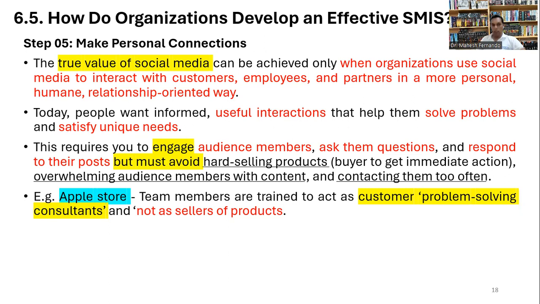You might have seen this example at the Apple Store. The team members are trained to act as customer problem solving consultants. They never call them sellers of products. They call them customer problem solving consultants. They are supporting the users of Apple, and they create a rapport, a relationship, and keep a good connection with the customers, which is the main way that we can create the personal connection. That is step 5 we need to think about in developing an effective social media information system.